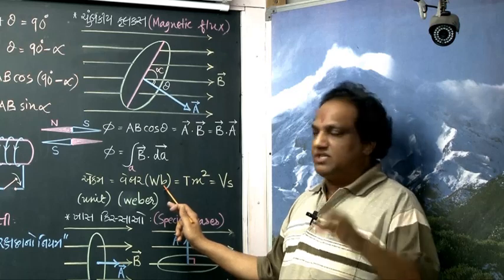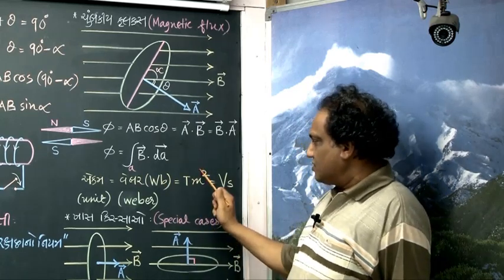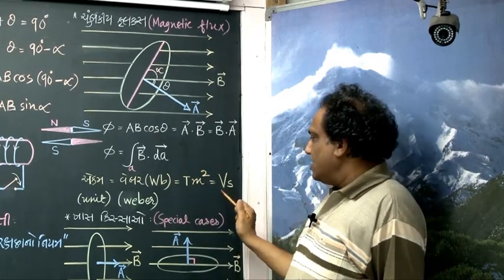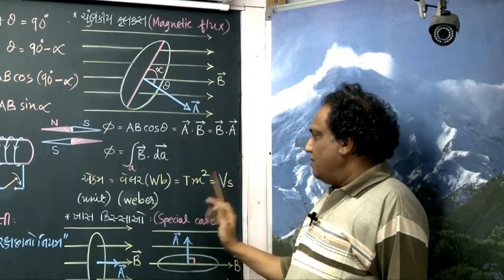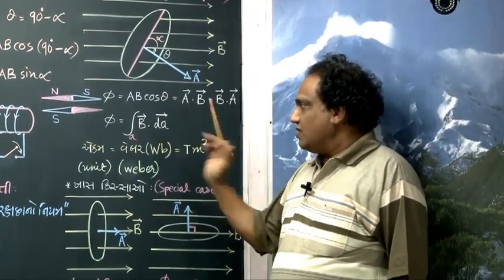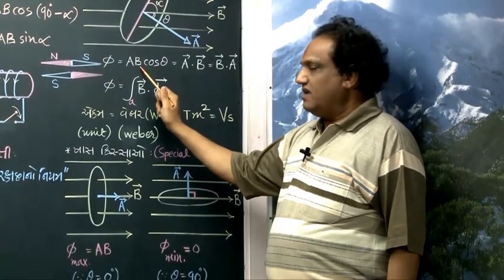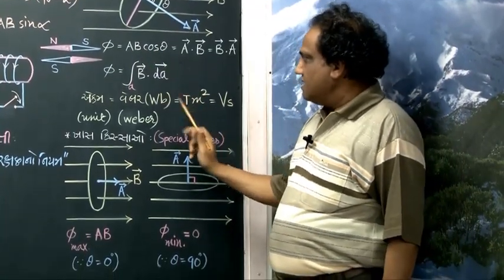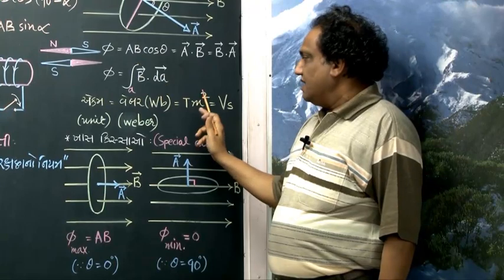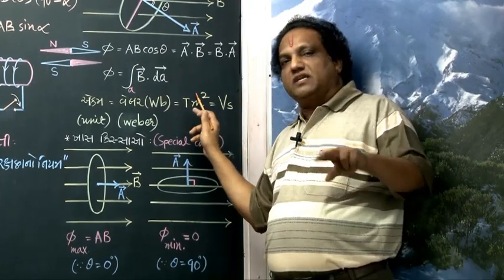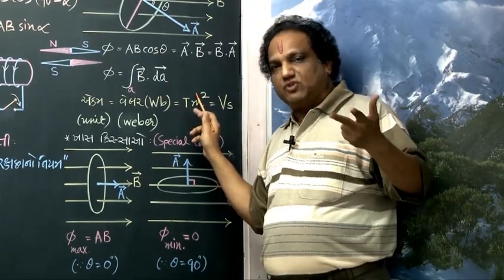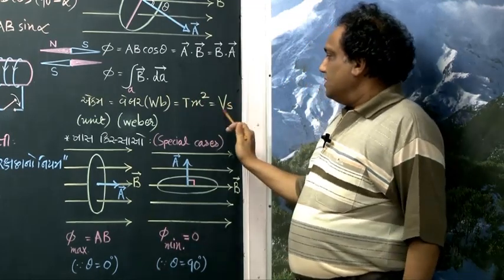Two more equivalent units are Tesla into meter square and also volt into second. Tesla into meter square, that unit we will obtain from here only. Unit of magnetic field everybody knows, it is Tesla. Unit of area is meter square. And two articles later, perhaps in the next episode, we will study about this unit.